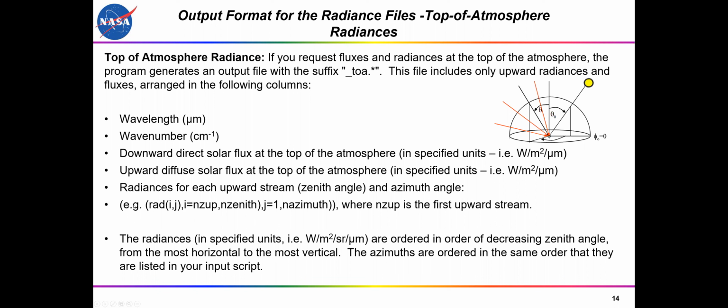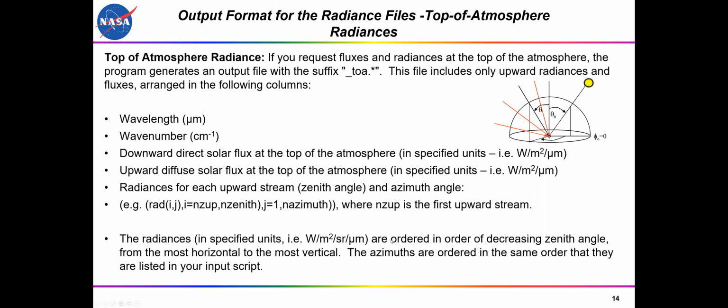Basically, they're just specified in a Fortran internal loop that looks like this. So radiance of ij, where i goes over the number of streams, and then it's over azimuth after that. So you'll see zenith angle 1, 2, 3, 4 for one azimuth, and then you'll see zenith angles 1, 2, 3, 4 for the next azimuth, and so forth.